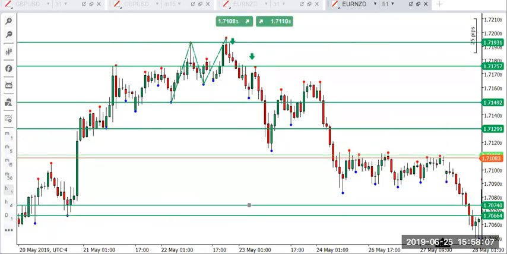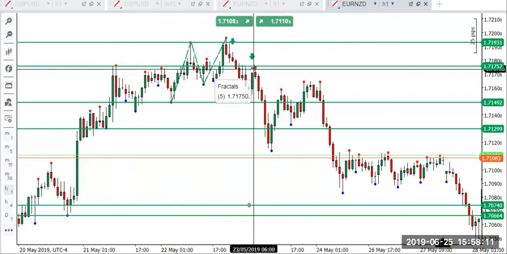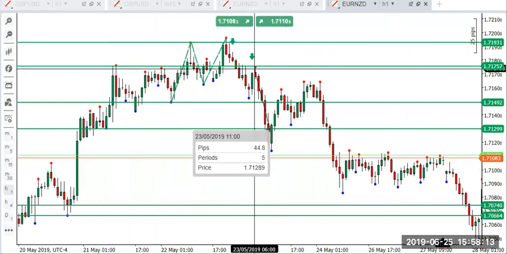All right, so we don't have to rush too much. You could have taken good profit. It's 44 pips right there. Great profit. Nothing wrong with that.